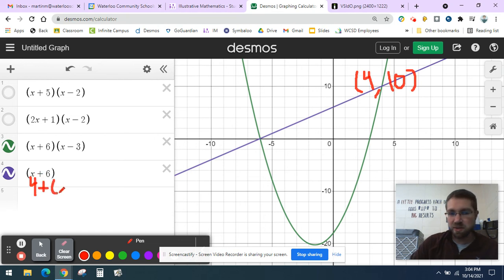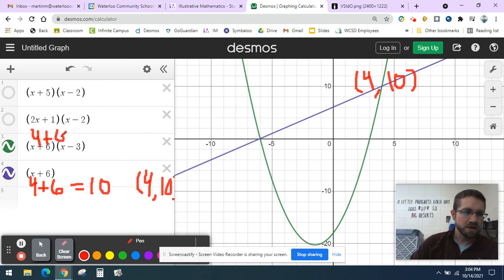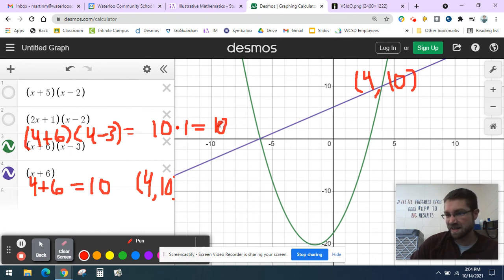For my bottom function, if I replace x with 4, I'd have 4 plus 6, which is obviously 10. So that function contains the point (4, 10). And if I do the same thing with the other function, the parabola, if I put in 4 for the x, well, I'd have 4 plus 6 in the first parenthesis and 4 minus 3 in the second parenthesis. And if we simplify that, it would be 10 times 1, which, you guessed it, is still 10, which tells me that (4, 10) is also a point on the second function.